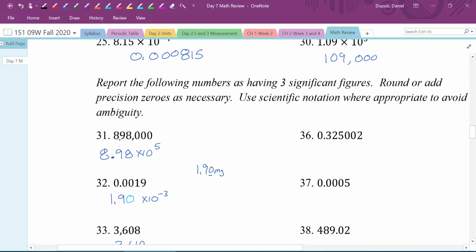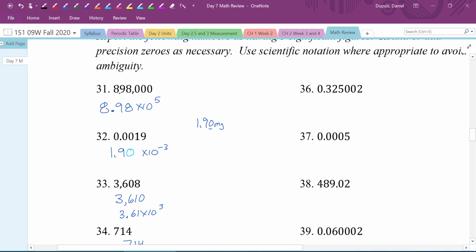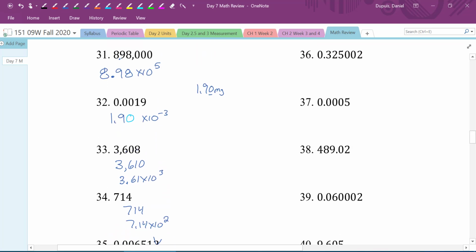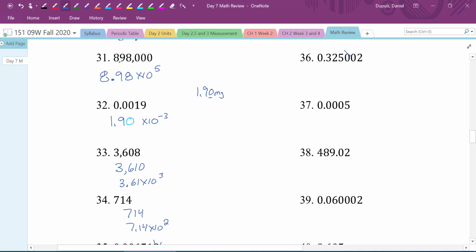Now, in 31 and 32, it was nice to use scientific notation because the numbers are bigger or smaller than 1 to 1,000. 35, scientific notation again: 6.51 times 10 to the minus 3rd, and I got 3 sig figs. In 36, you can either put 0.325 or 3.25 times 10 to the minus 1. Either one's accurate. Either one's good.